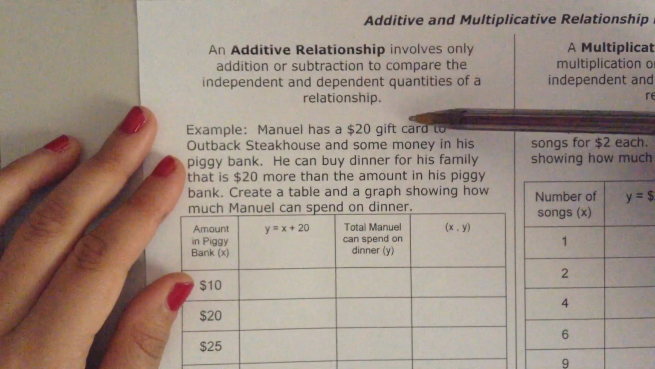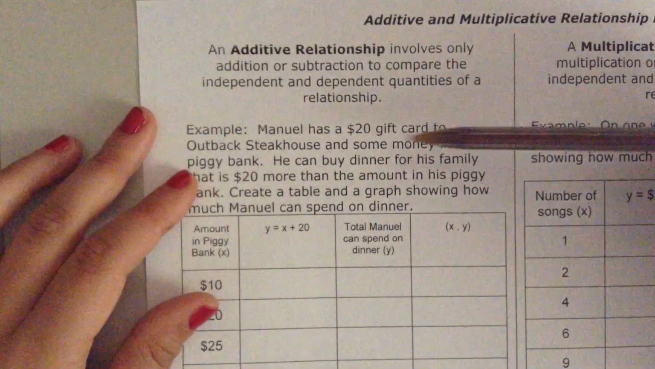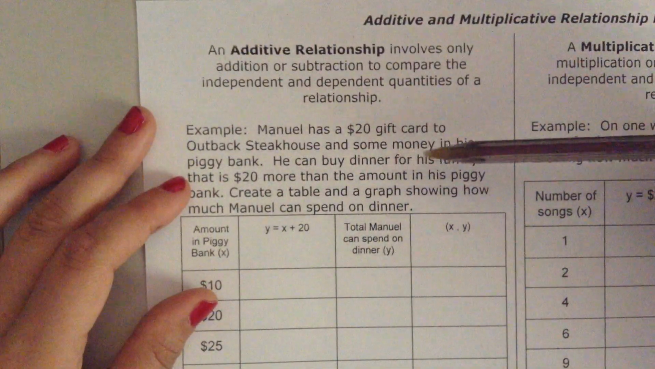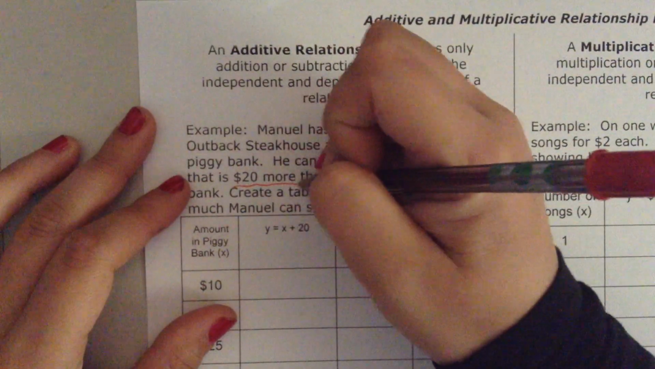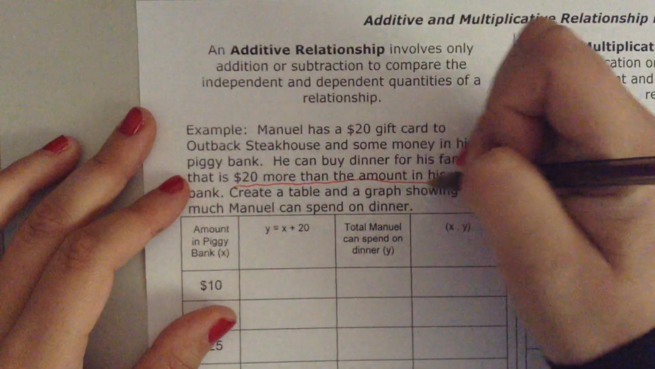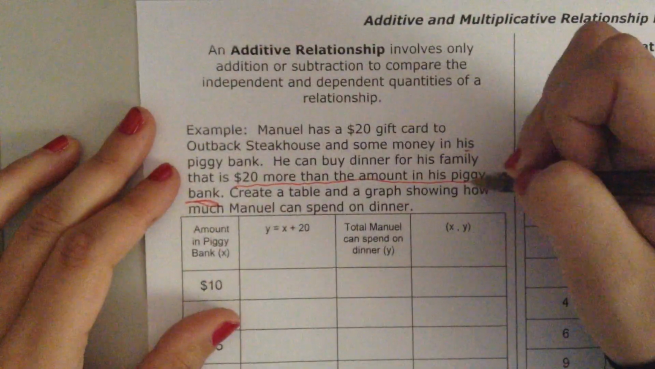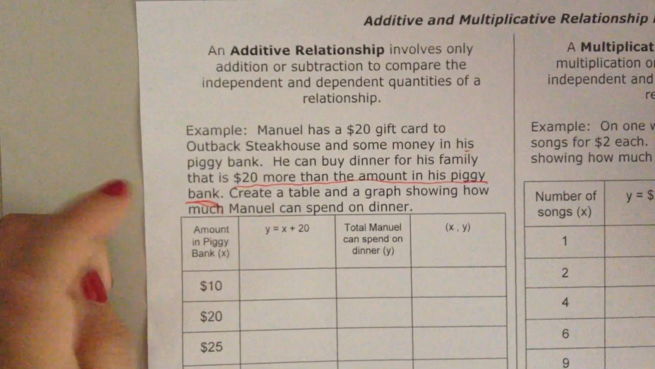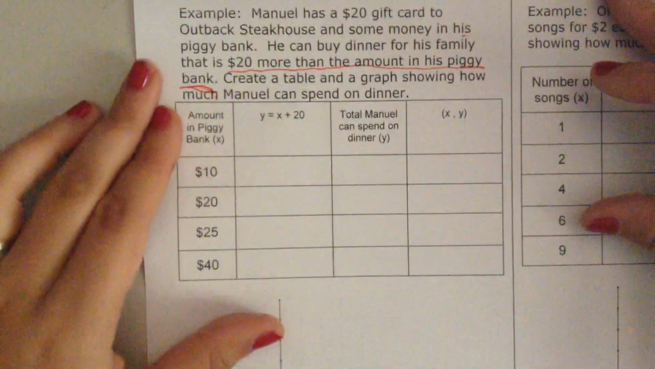Manuel has a $20 gift card to Outback Steakhouse and some money in his piggy bank. He can buy dinner for his family that is $20 more than the amount in his piggy bank. So this is important. I want you to go ahead and either highlight or underline this. Either one is fine. And we're going to create a table and a graph showing how much Manuel can spend on dinner. Okay? So we have our table here.